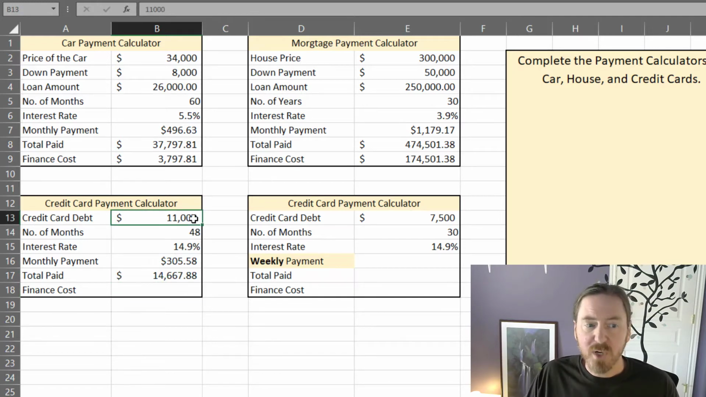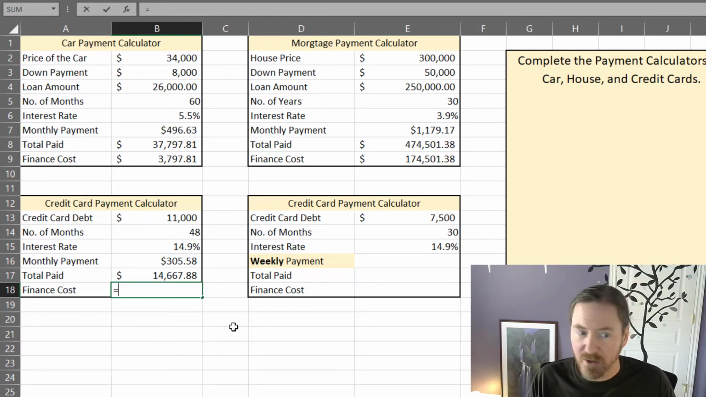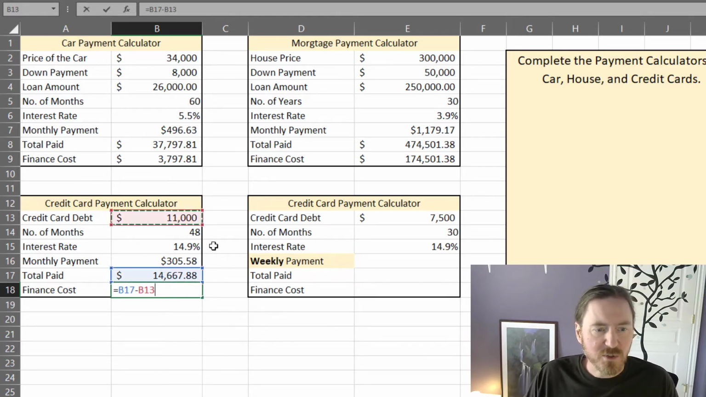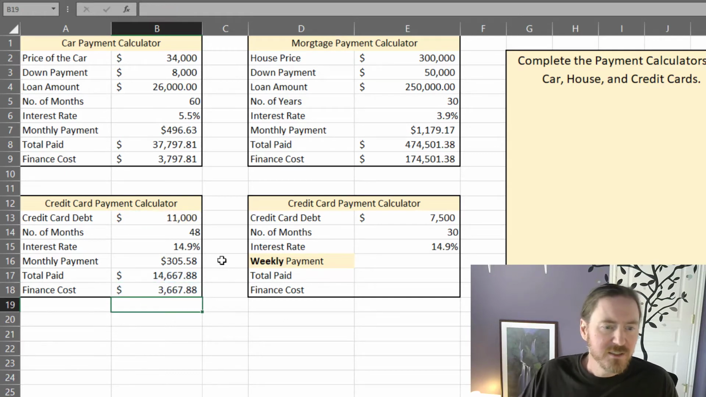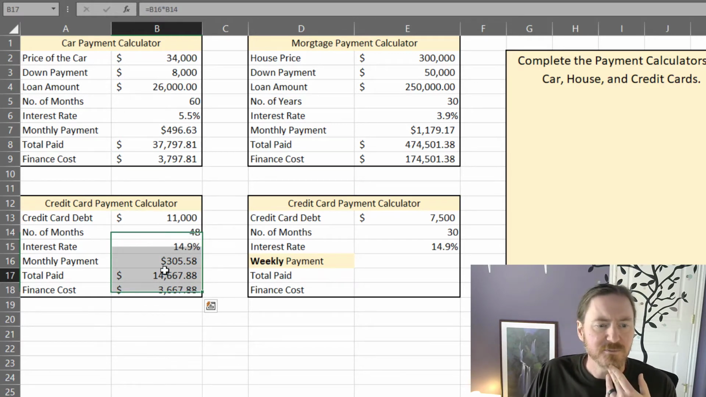There we go. So we borrow on a credit card $11,000 worth of stuff. We end up having to pay back over 4 years $14,600. So the finance cost, because we used a credit card instead of cash, we had to do total paid minus the original credit card borrowing amount. There we go. Now, of course, this is only accurate if you stop using that credit card. Otherwise, you're going to keep adding to the balance.